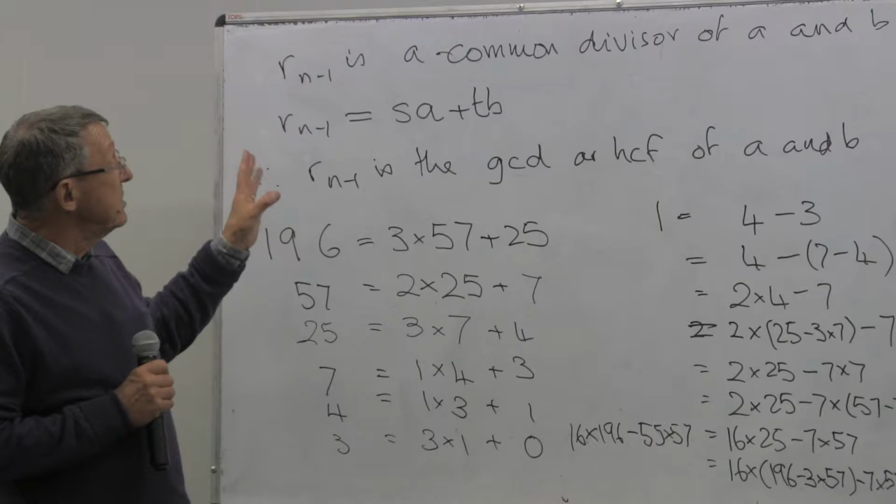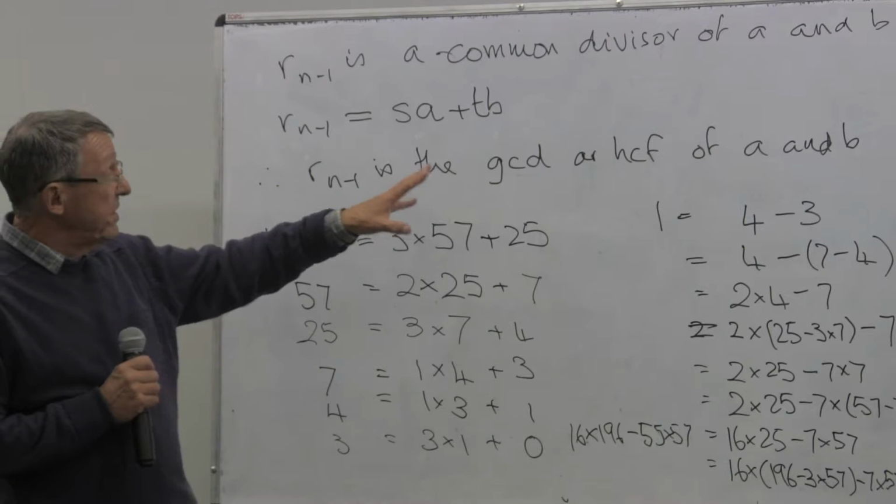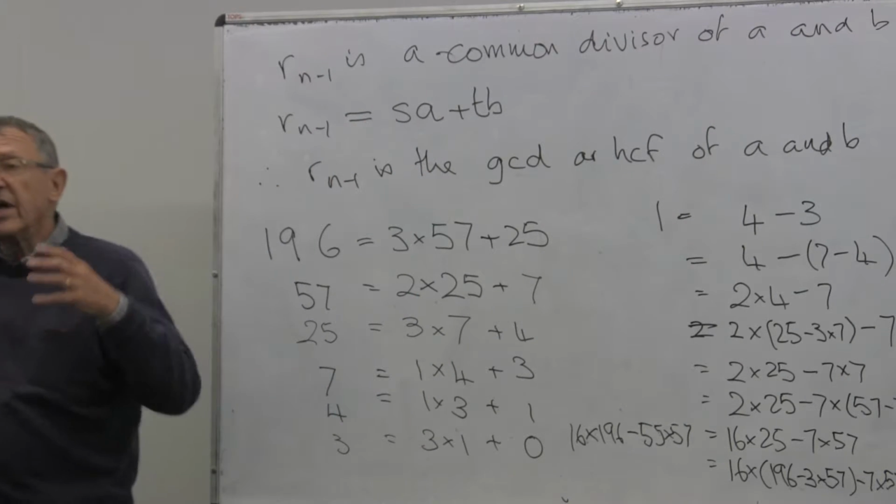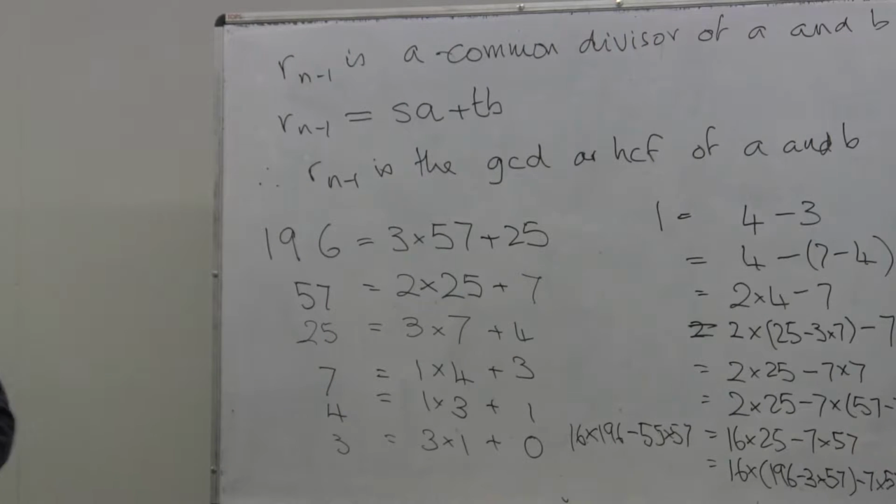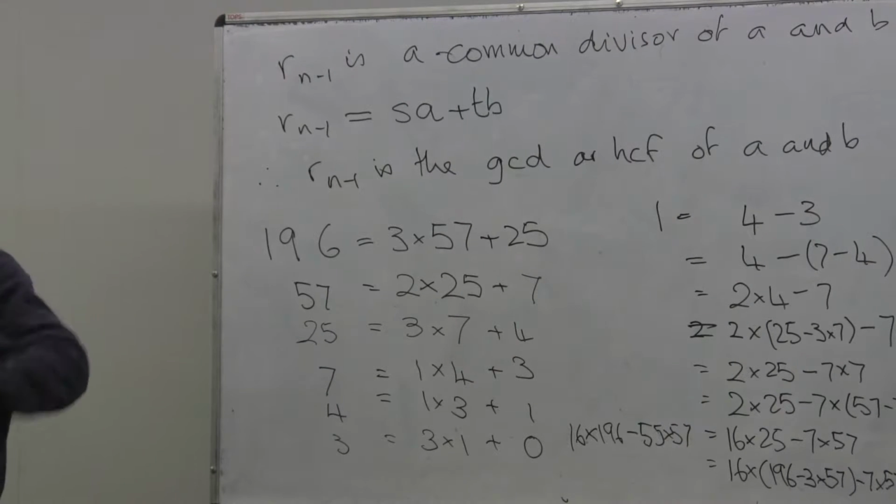And it's important to realize that the remainder has to be smaller in some sense than the divisor in a equals qb plus r.